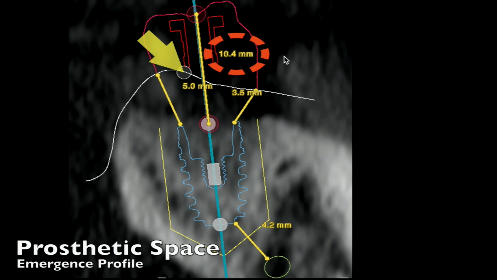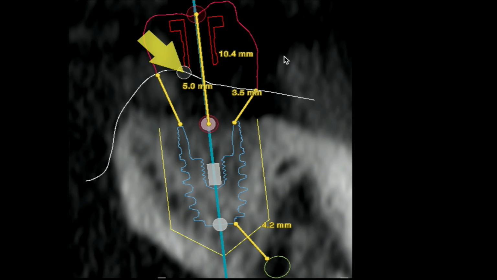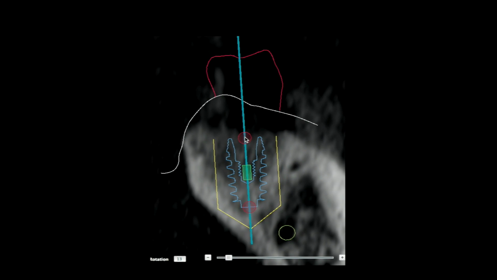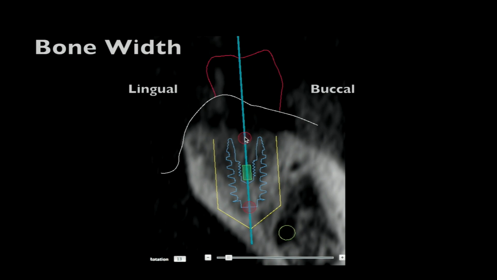If I measure down from the top of the crown to the top of the implant, you'll see it's 10.4 millimeters here. This is the prosthetic space, more than enough to place an implant crown in this particular situation. If I look at the bone width, I want to have at least 1.5 to 2 millimeters on the buccal and also on the lingual. So we can do that. We can see that we've got ample bone here to place this implant.